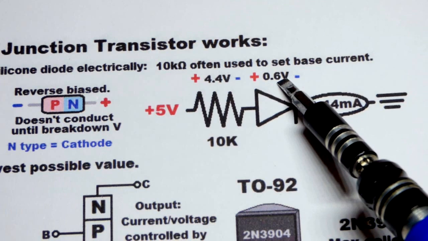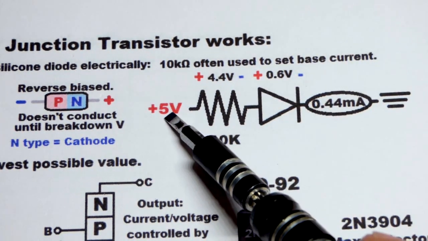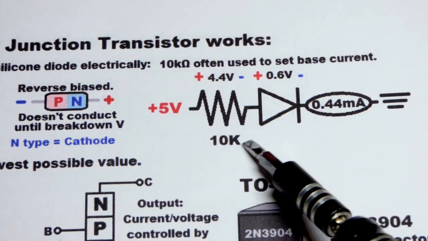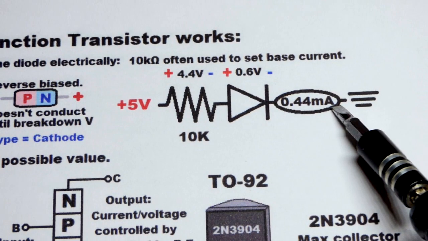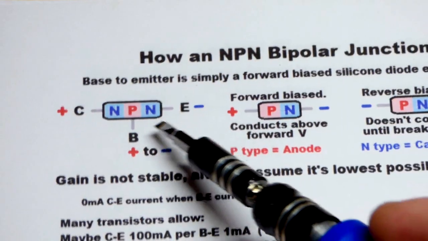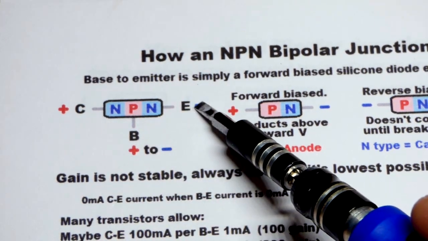You're going to drop about 0.6 volts, and if you have 5 volts, that'll leave approximately 4.4 volts across the resistor. With a 10 kilo ohm resistor, you'll end up with about 0.44 milliamps. So that is one thing. Generally speaking, you have low amounts of current going from base to emitter.